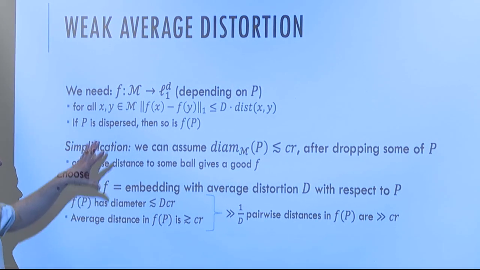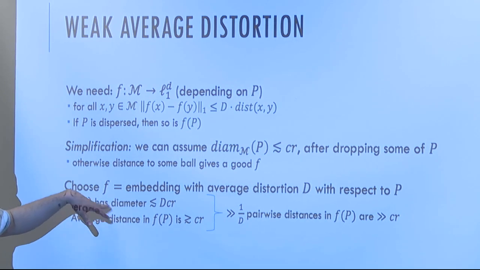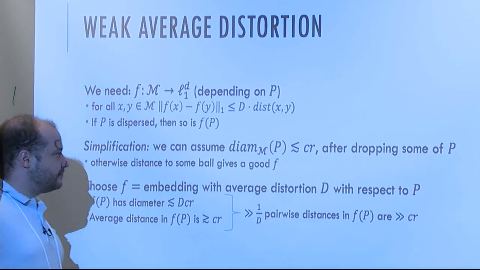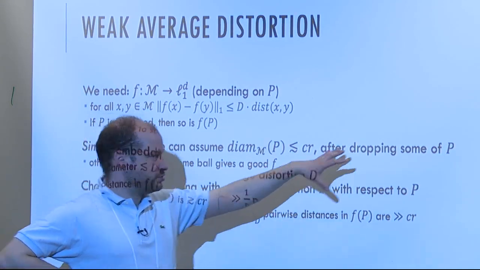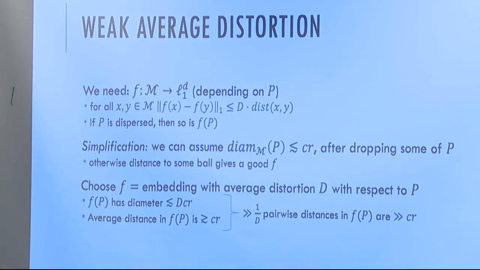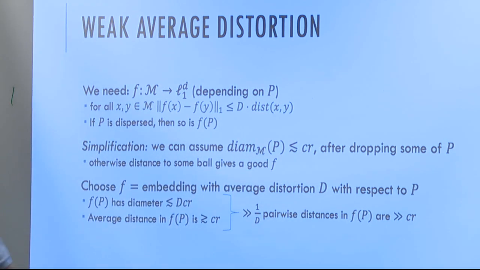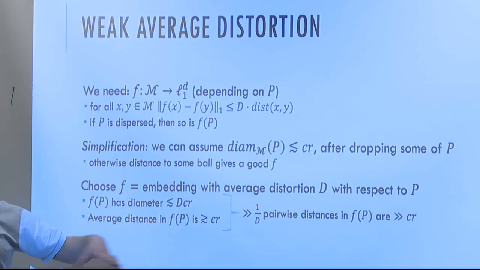So now, once you reduce to this case, you just take F to be an embedding with average distortion D with respect to your points in P. Again, it may not be the original points in P because maybe in this reduction you drop some of the points in P, but more or less P. And now, because F doesn't expand distances by more than a factor of D, you know that F of P has diameter at most D times what it was originally. So now from 10 times CR, it became 10D times CR. But at the same time, because P is dispersed, I know that the average distance in P is on the order of CR as well, because there's no dense ball of radius CR.